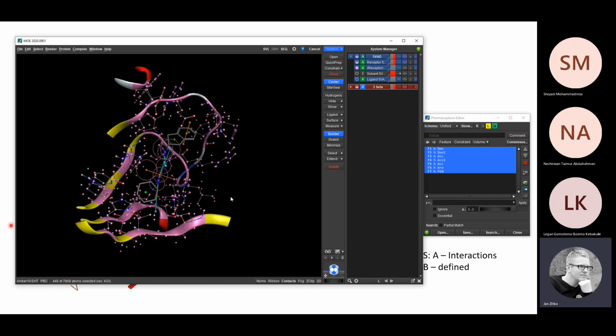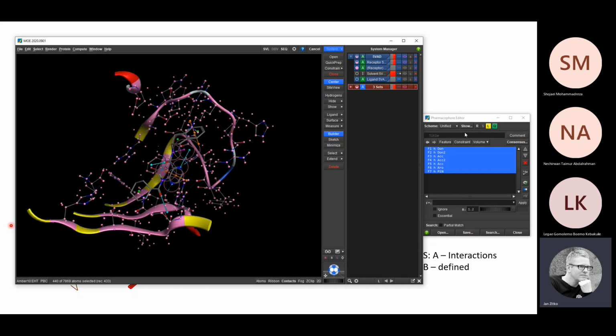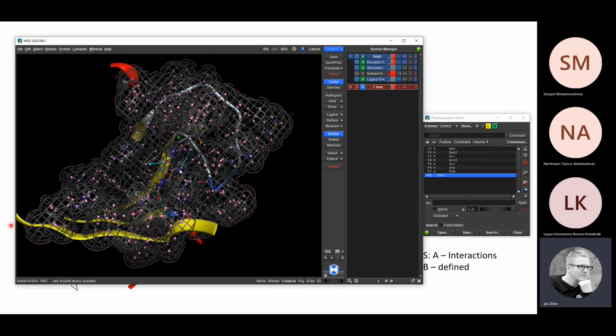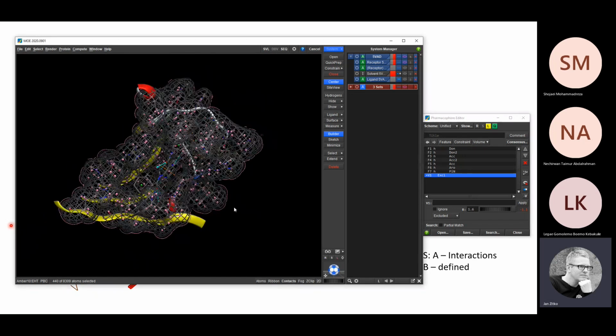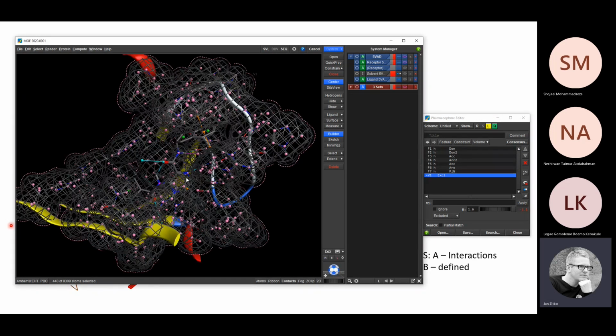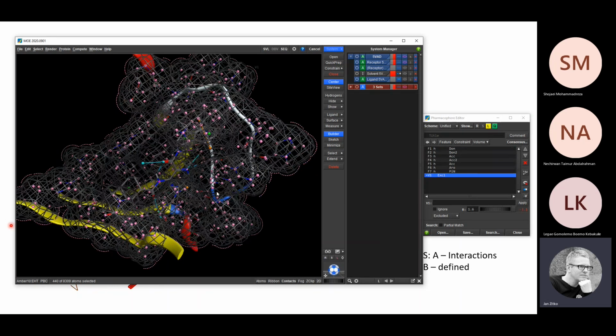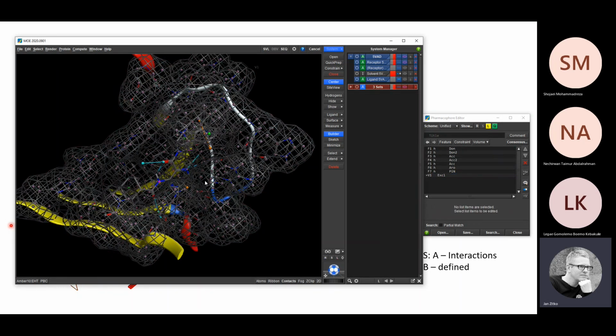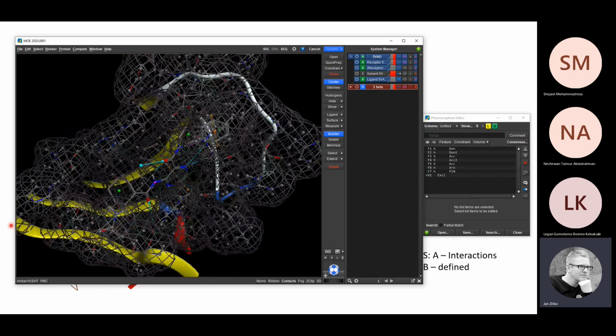And from these amino acids, I will create the volume, and especially the excluded volume. It means forbidden volume. Yeah? So if you click on that, these gray spheres tell you that no atom of the ligand can be present within these gray spheres.